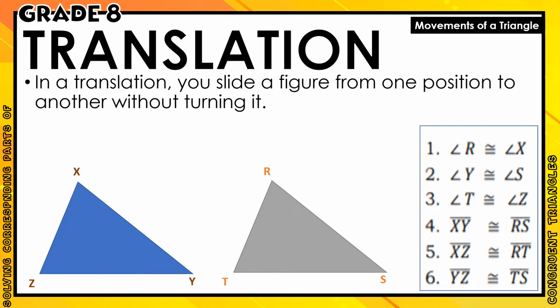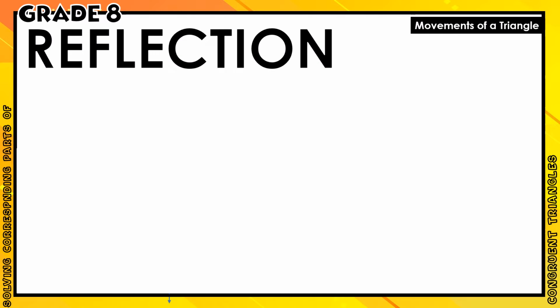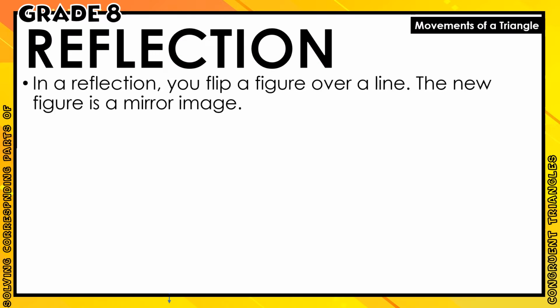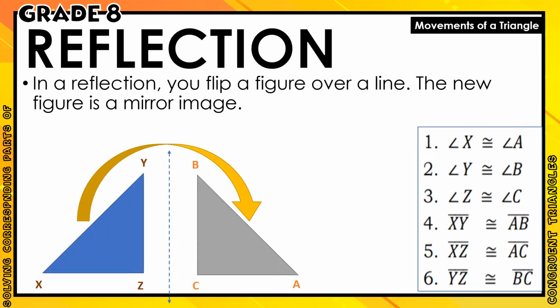Next movement is reflection. In reflection, you flip a figure over a line, then the new image is a mirror image. Common sa atin ang salitang reflection or parang mirror image lang siya. Kabaliktaran or opposite. I have here triangle XYZ. So pag nag-reflect ako, reflection lang, ganito na ang magiging itsura niya. Triangle ABC. Same thing, three angles are congruent to one another and the three sides are congruent to one another.